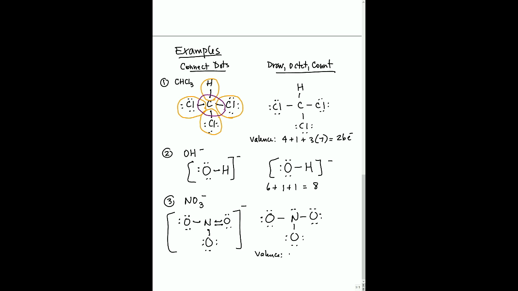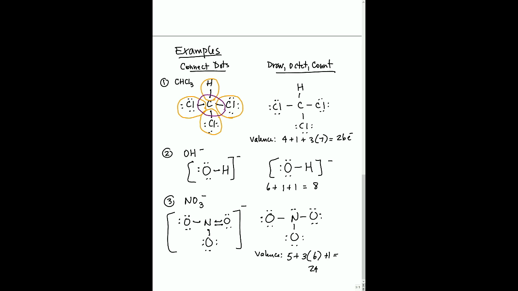We have a nitrogen with 5. We have 3 oxygens that each have 6 electrons, and we have 1 extra electron for our negative charge, but that only adds up to 24. And this picture has 26 electrons. So we have 2 electrons too many. And when you have 2 too many, that means you need 1 multiple bond. If at this point you had 4 electrons too many in your picture, you'd need 2 multiple bonds, which means somewhere you'd need 2 double bonds or a triple bond.